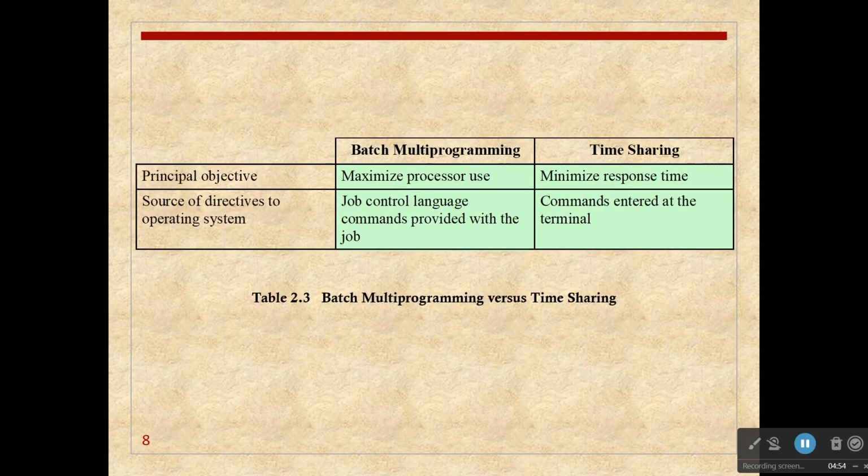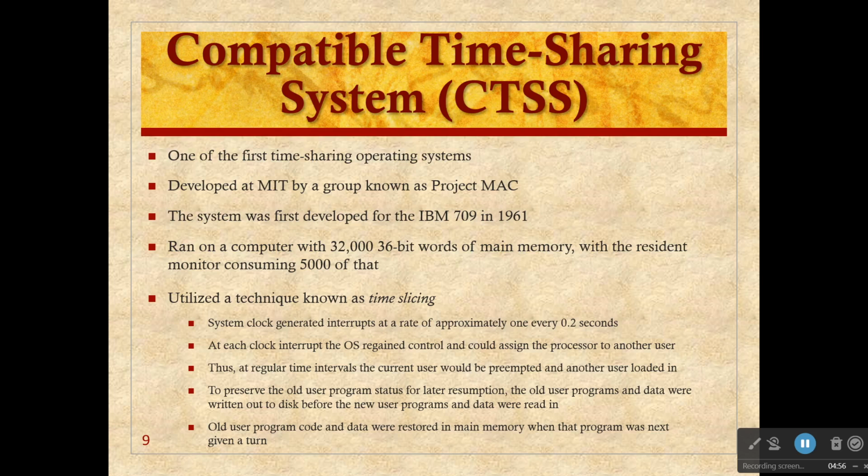One of the first time-sharing operating systems to be developed was the Compatible Time-Sharing System, CTSS, developed at MIT by a group known as Project MAC, Machine-Aided Cognition or Multiple Access Computer. The system was first developed for the IBM 709 in 1961 and later transferred to the IBM 7094.